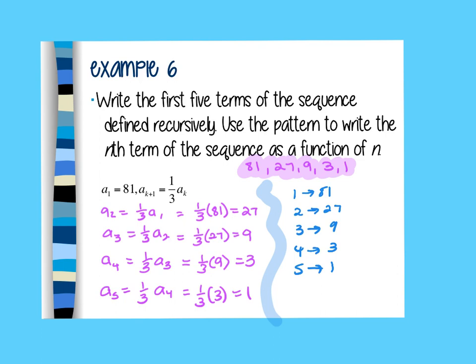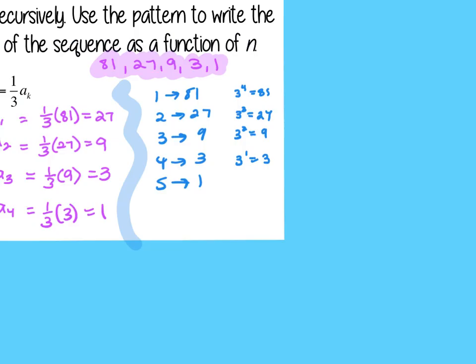There's a cube. Well, I mean, you could do a cube for 81 and 27. But how else could I do that? So there's some sort of a power happening here. Yeah. So like if 3 to the 4th is 81, 3 to the 3rd is 27, 3 to the 2nd is 9, 3 to the 1st is 3, and 3 to the 0 is 1. How do I get that in terms of 1, 2, 3, 4, and 5? What does that look like?